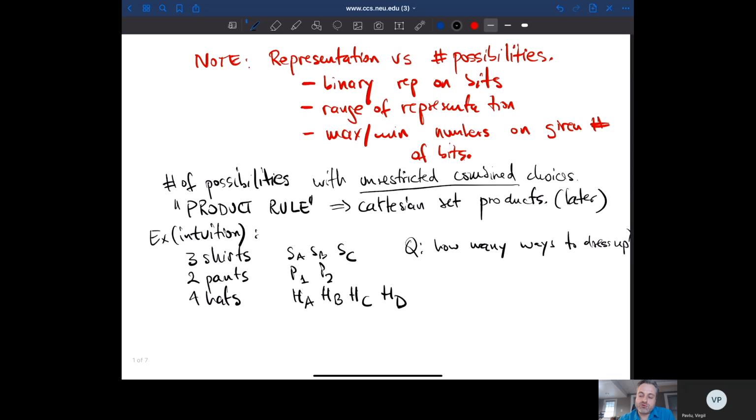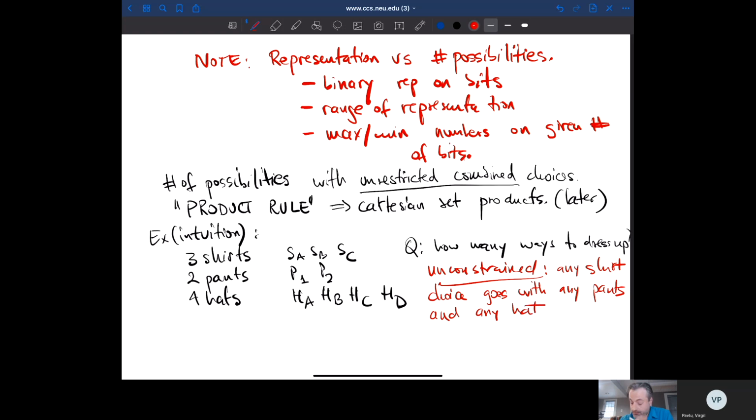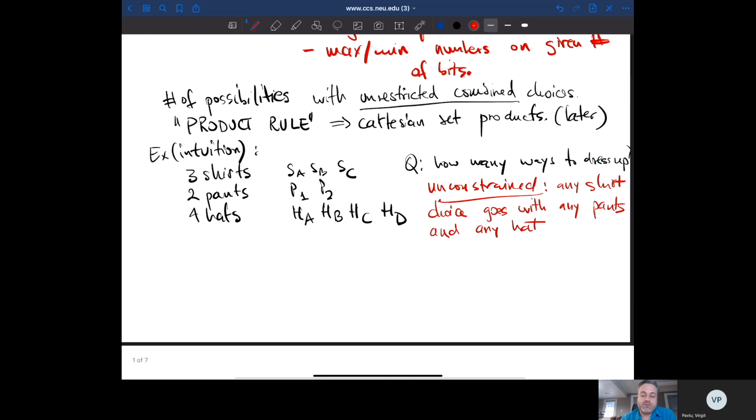Again, unconstrained. That's a very important aspect of this principle here. Any shirt choice goes with any pants and any hat. So the way I want you to think about this is, here's the shirt I'm going to wear, and here's the pants I'm going to wear, and here's the hat I'm going to wear.